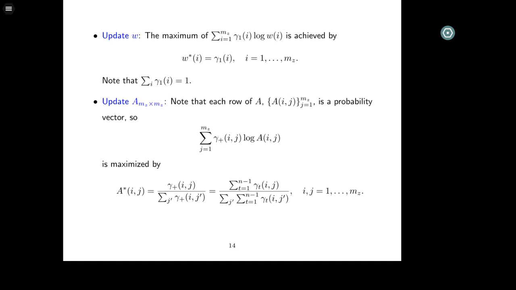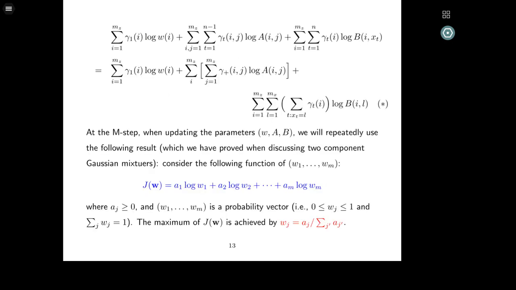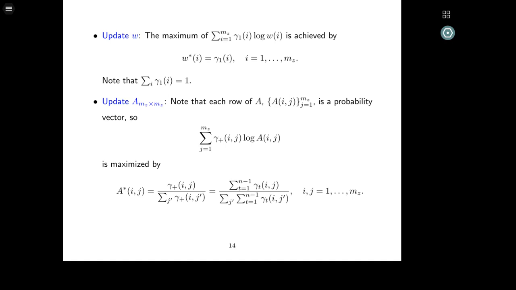Then you want to pick what is optimal A1,1, A1,2, A1,3, okay? So if you fix i, if you look at this expression inside the bracket, you're going to find out the optimal choice for Aij should be proportional to this number, because we just use our result, right? And so that means the optimal choice for Aij is equal to this. We have normalized it. Now, if you spell out what is gamma subscript plus, you have another summation over t from 1 to n minus 1, okay?